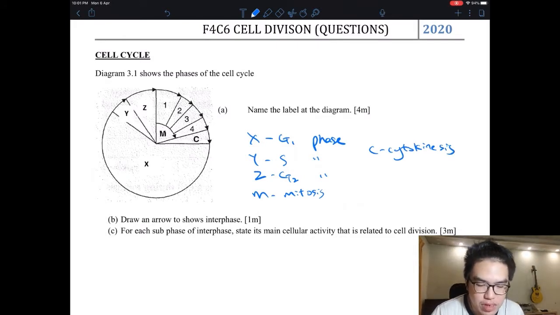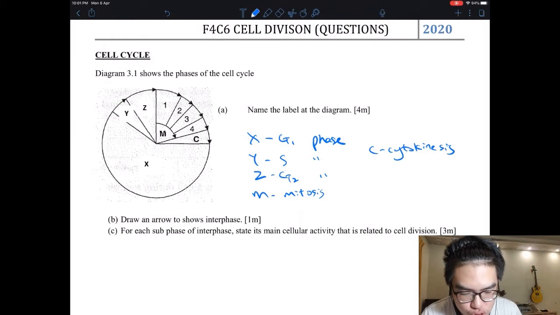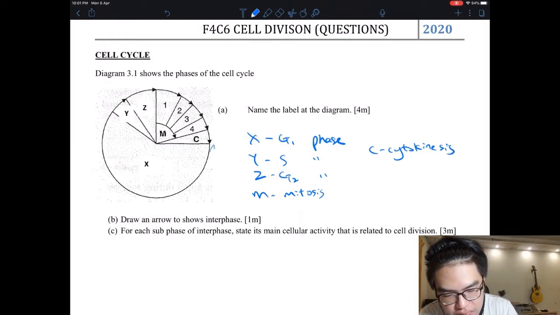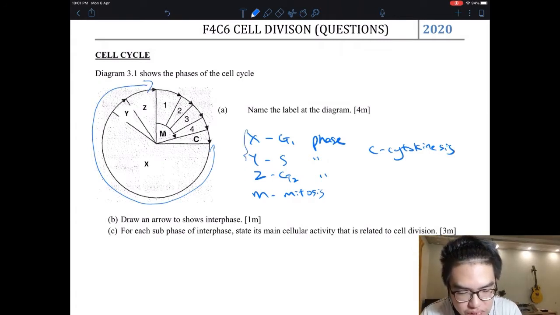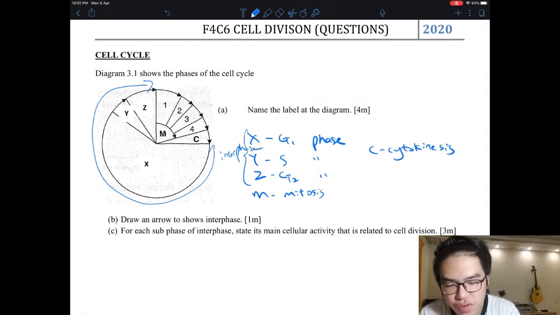All right, so draw an arrow to show the interphase. Interphase is here. The whole thing is interphase. This three is interphase. So 1 2 3 4, you have P M A T here.